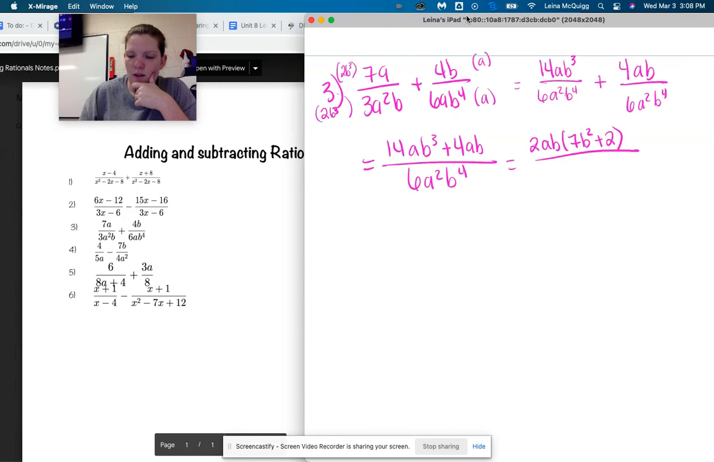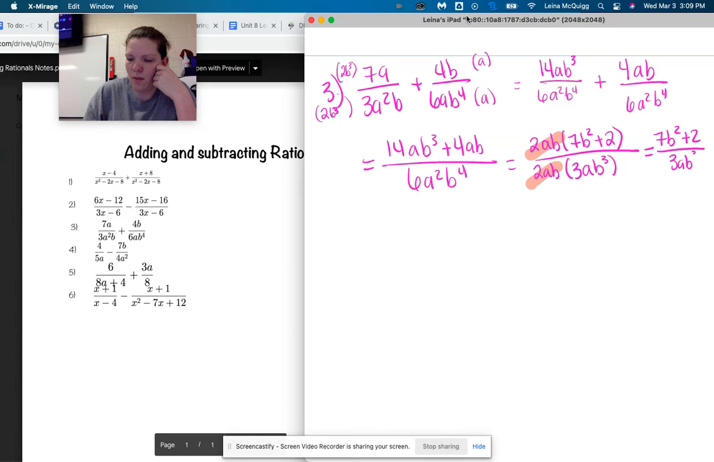Actually, I'm going to go ahead and factor out a 2ab in the denominator as well so that I can go ahead and cancel those out. So 6 divided by 2 is 3. A squared divided by a would just leave me with a. And b to the power of 4 divided by b would leave me with b cubed. So here I'm multiplying and dividing by the same thing in the top and the bottom. So those undo each other, and we'll just be left with 7b squared plus 2 all over 3ab cubed.